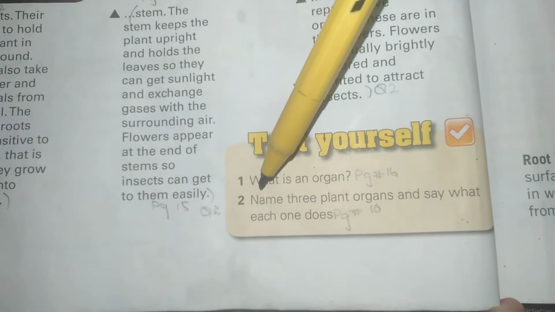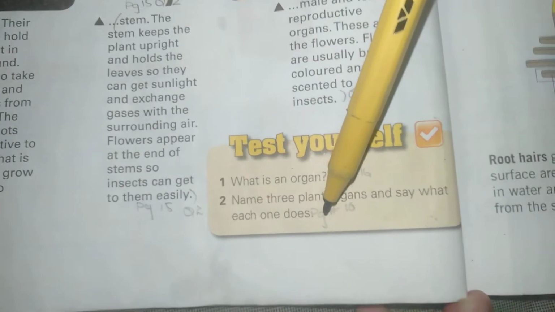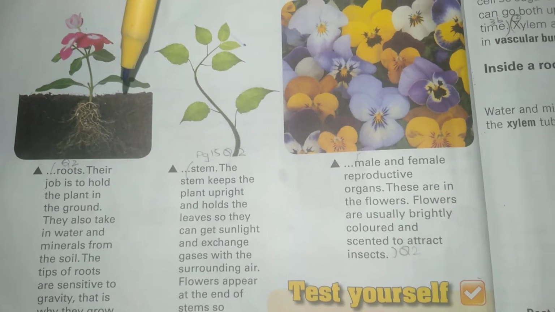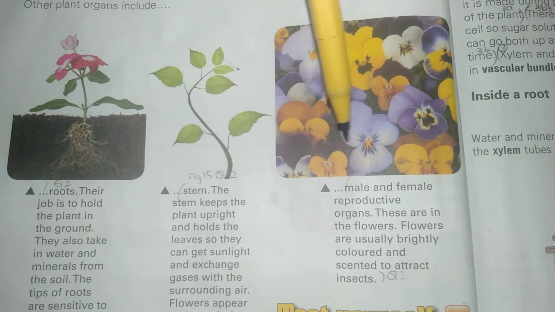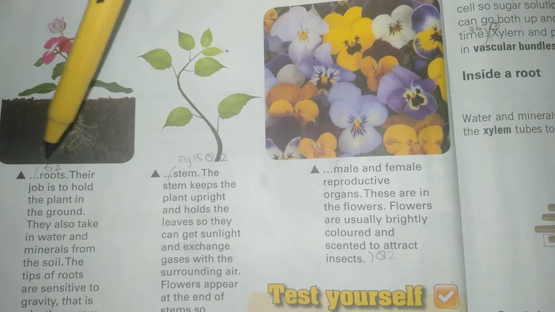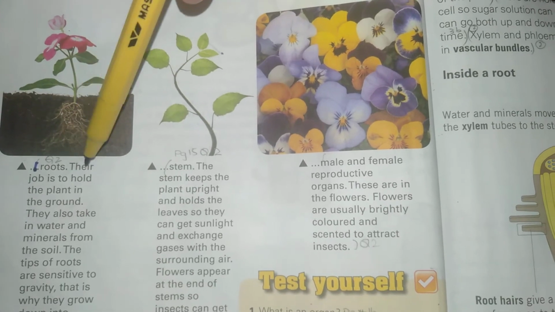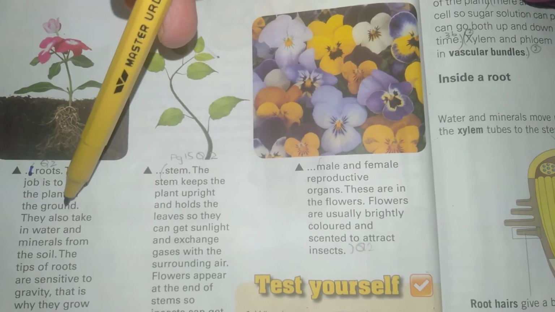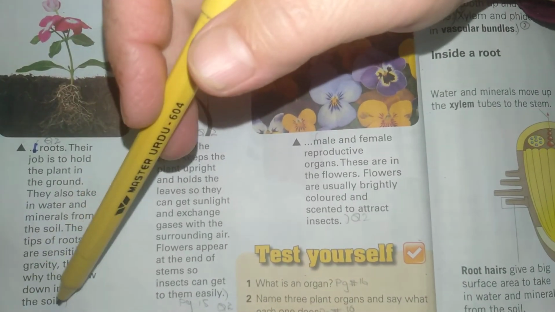Question number 2. Name 3 plant organs and say what each one does. We will discuss the 3 organs of the plants, that is root, stem and flowers. The answer will start from this line for roots, that is their job is to hold plant in the ground up to here where they grow down into the soil.